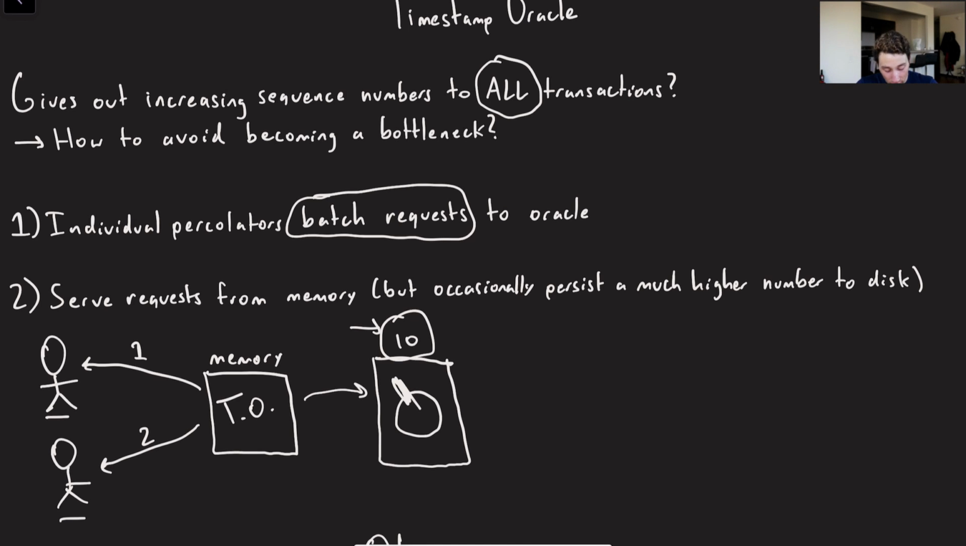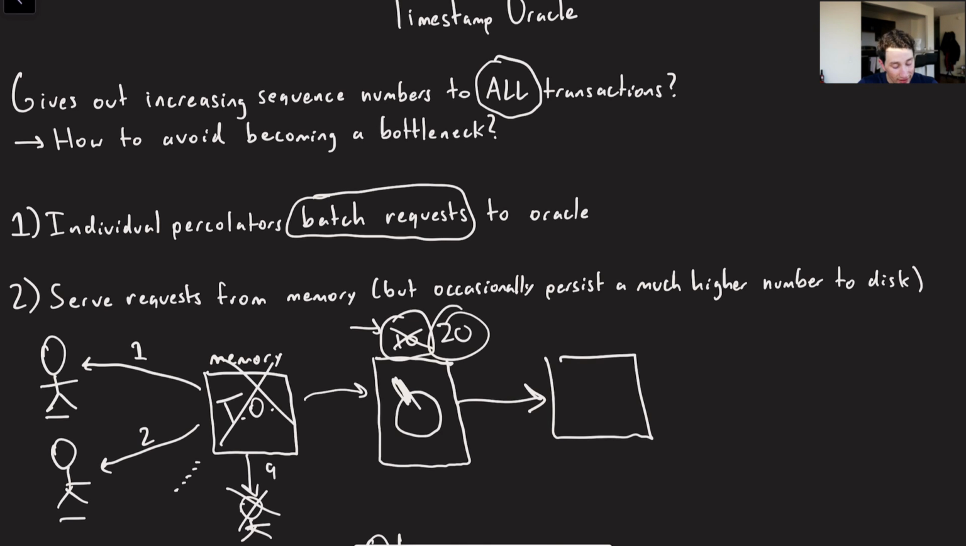And then let's say we keep doing this. Eventually we get to number 9. We've served all of that through memory. Now we have to make another write to disk. Let's bump this thing to 20. That way we know that even if the timestamp oracle goes down after assigning 9, it's going to start back up. It's going to read from disk, where disk is probably GFS in this case, and then it's going to say, okay, I'm starting at 20. And that's fine because, again, these are monotonically increasing. They don't have to increase by 1 at a time. They just need to be increasing in general.